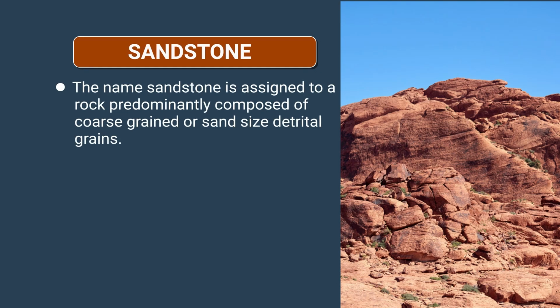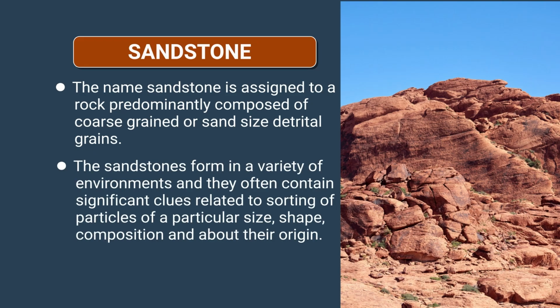So, the next example of clastic sedimentary rock is sandstone. The name sandstone is assigned to a rock predominantly composed of coarse-grained or sand-sized detrital grains. Sandstones form in a variety of environments, and they often contain significant clues related to the sorting of particles of a particular size, shape and composition, and also about their origin.